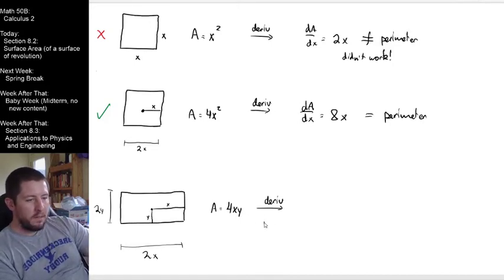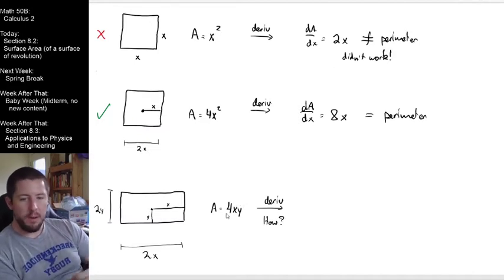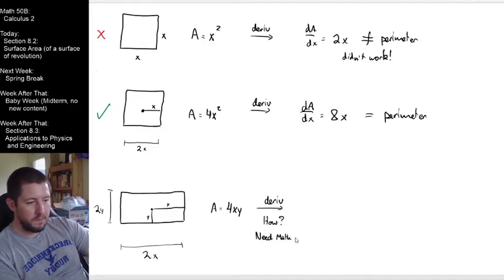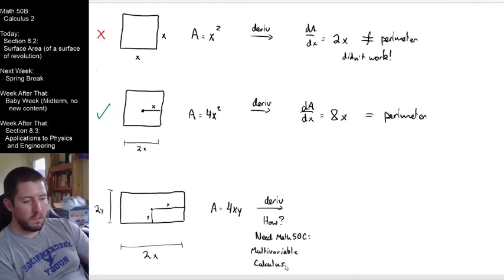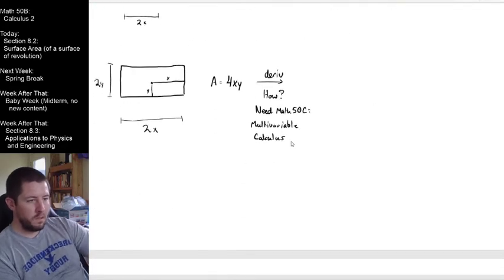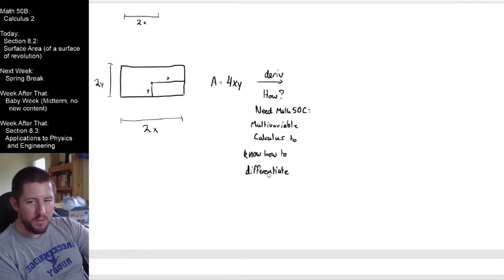But how do you take the derivative of a function with two variables? The cool thing is that you know what answer we should be getting, because you've seen this pattern emerge now.